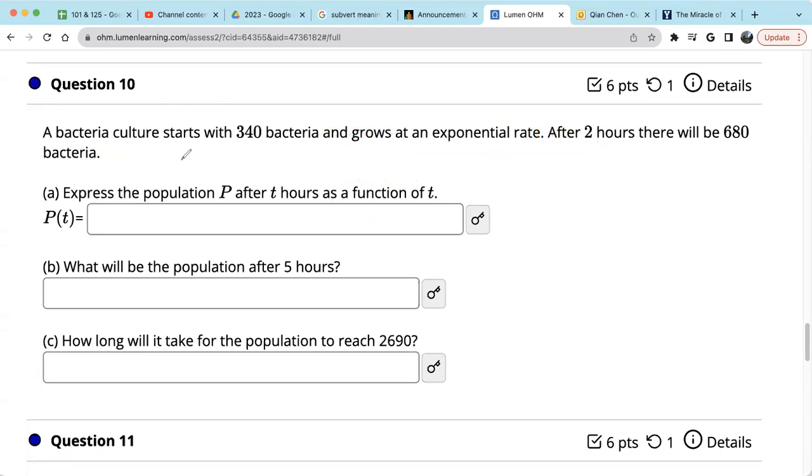A bacterial culture starts with 340 bacteria and grows at an exponential rate. So we know that's an exponential function, right? When we deal with real-life applications, we're looking for keywords. Exponential rate tells us that's an exponential function. After 2 hours, there will be 680 bacteria. Part A: express the population P after t hours as a function of t.